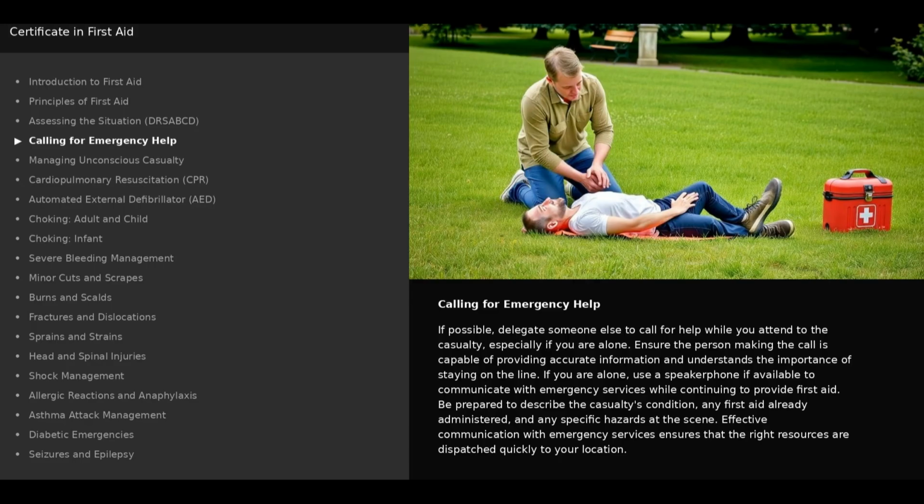Be prepared to describe the casualty's condition, any first aid already administered, and any specific hazards at the scene. Effective communication with emergency services ensures that the right resources are dispatched quickly to your location.